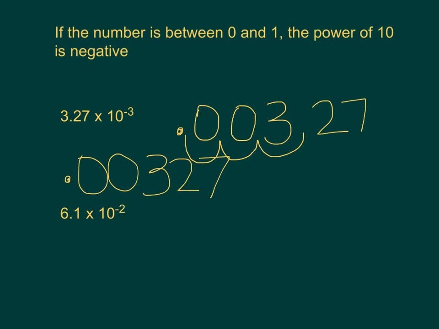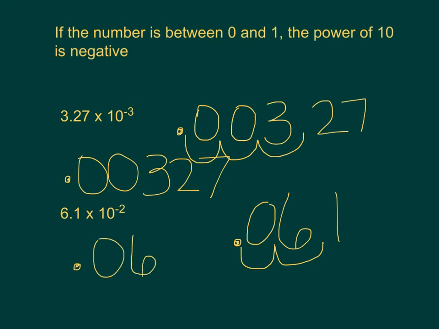Same thing for the next one. We're going to start out with our decimal, 6.1. We're going to look at our exponent. Our exponent's negative 2, so we're going to be moving to the left 2 times. 1, 2. That puts my decimal point right here. We're going to put our 0. So the correct answer in standard form would be 0.061. So if we have a negative exponent on scientific notation, we're going to move the decimal point to the left.